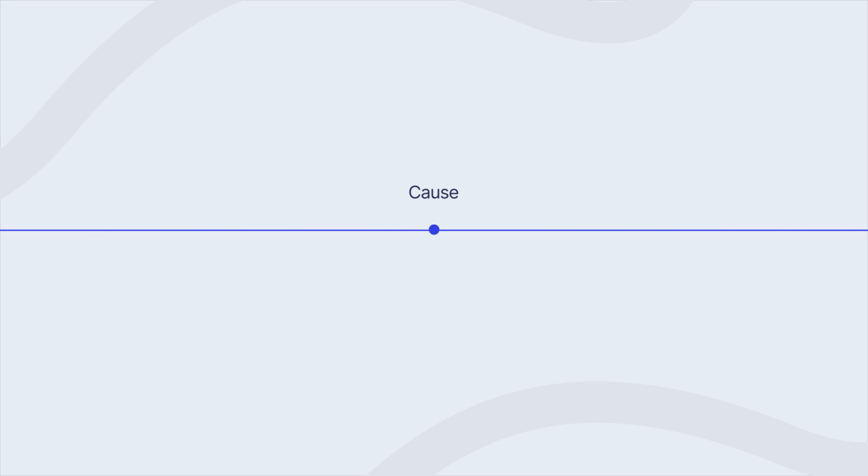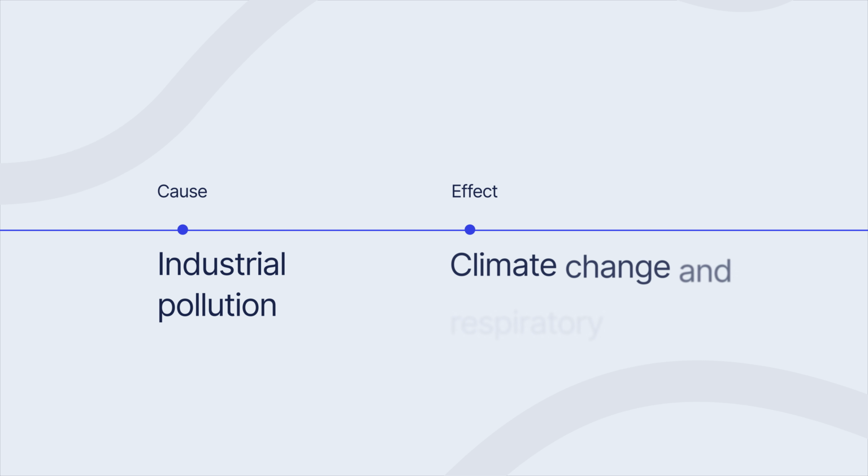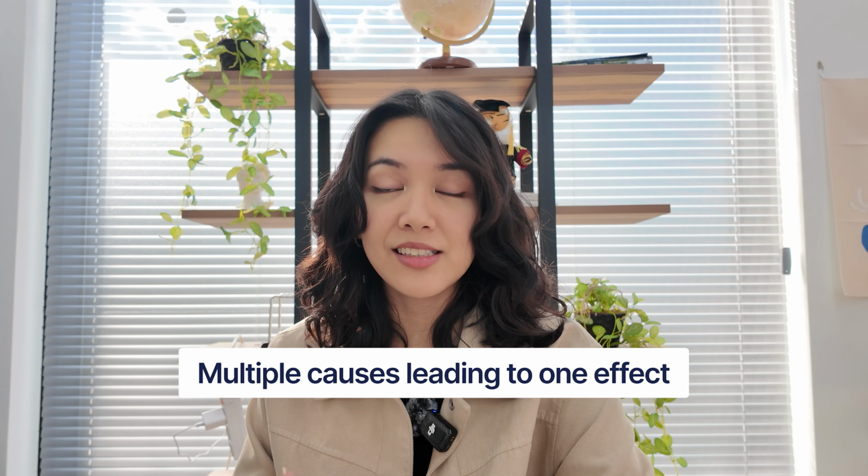A cause and effect essay explains how one event leads to another. For example, a cause could be industrial pollution, while its effect could be climate change and respiratory diseases. But here's what makes it interesting. You can focus on multiple causes leading to one effect. For example, why are cities overcrowded?